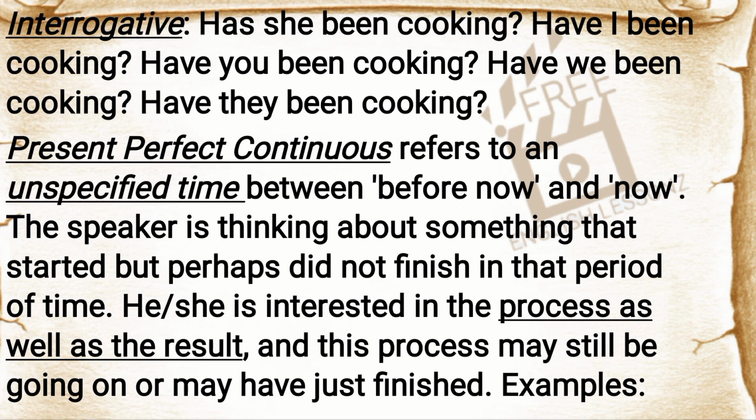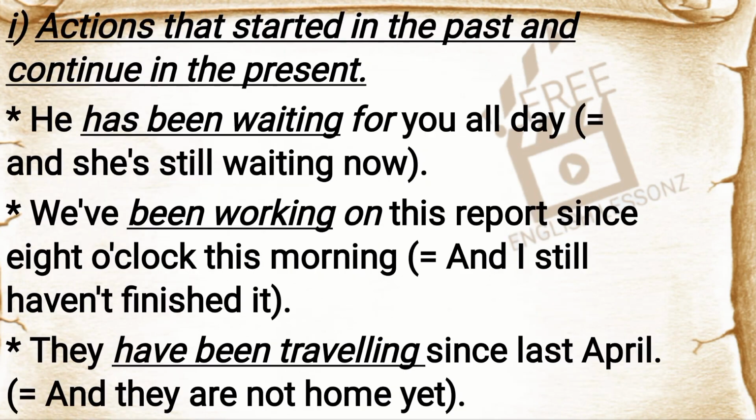Present perfect continuous refers to an unspecified time between before now and now. The speaker is thinking about something that started but perhaps did not finish in that period of time. She is interested in the process as well as the result, and this process may still be going on or may have just finished. Examples: 1.